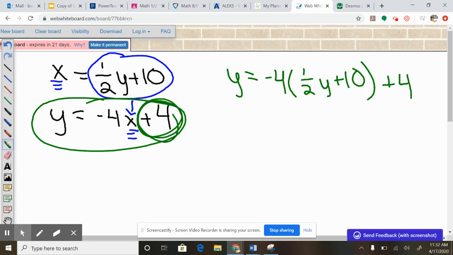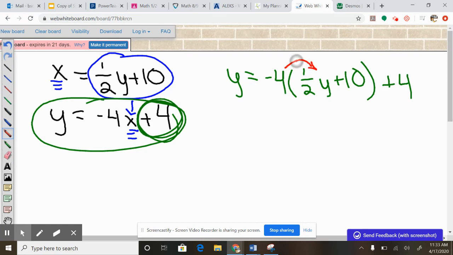So what I have on the right side in green is this was y equals -4x plus 4. That's the bottom equation, but I replaced x with this 1/2 y plus 10. And now I should be able to solve this equation. I only have y's now. I went from x and y in my equation to now I only have y's. So I should be able to solve it.